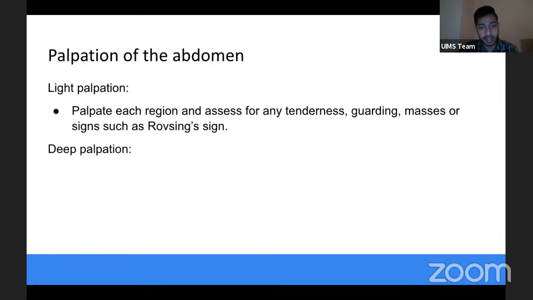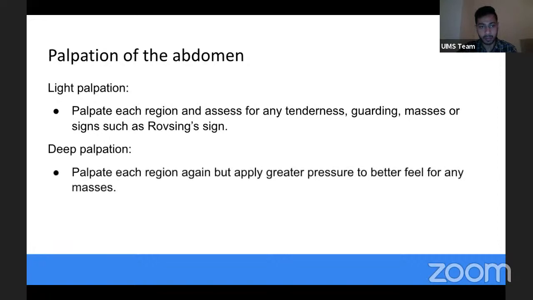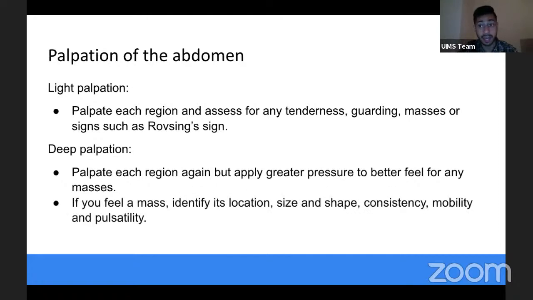After you've lightly palpated, we can palpate the abdomen a bit deeper. Same concept: we're palpating each region, but we're applying a bit greater pressure to better feel for masses. And if you feel a mass, what's important is we describe the characteristics of the mass. So we need to note the location. Which region did we find it in? What part of the organ do you think it could be? Its size and shape, approximately.